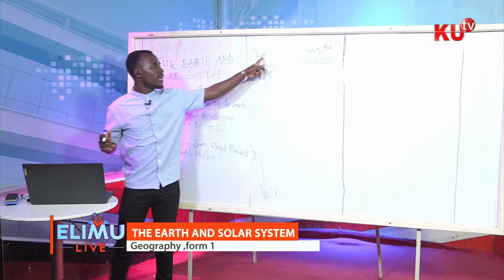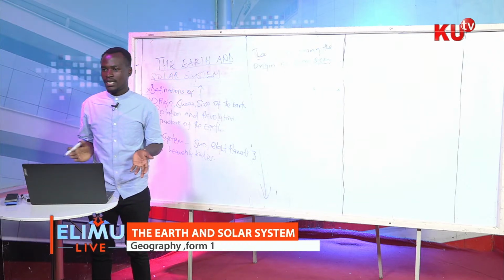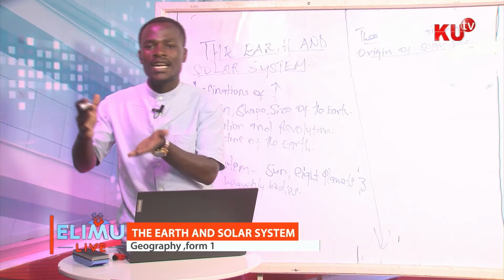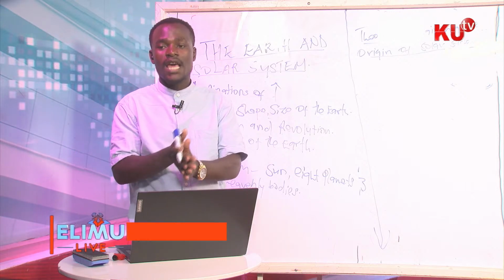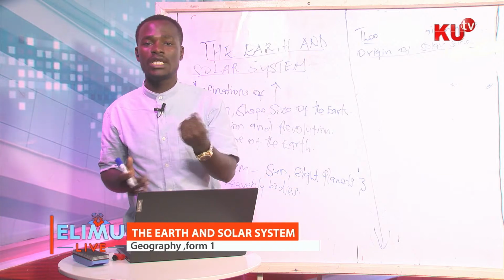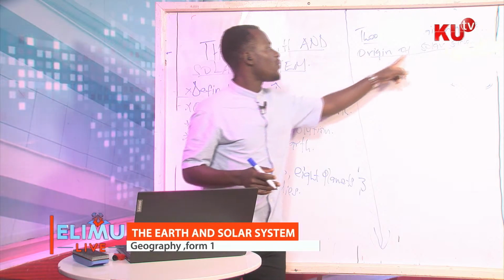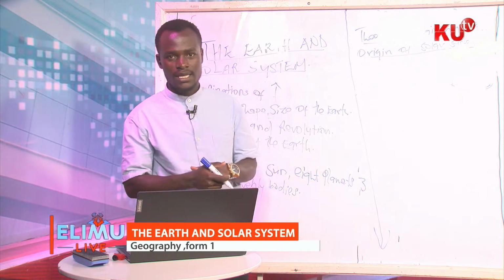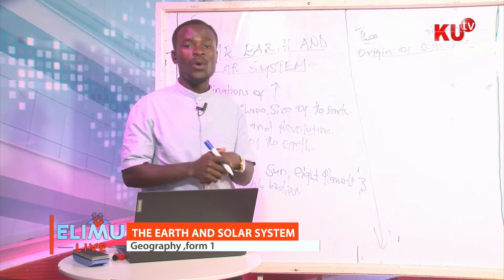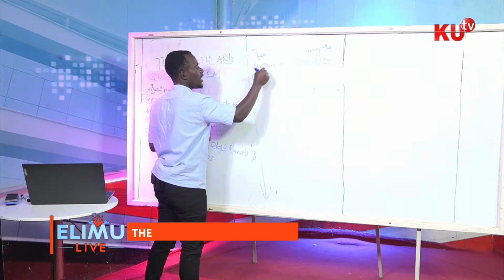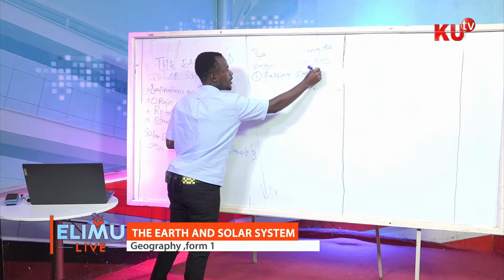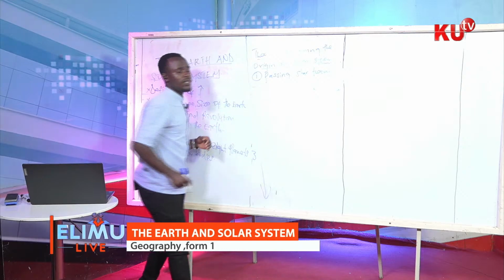We have said that a theory is just a set of ideas, a set of facts that try to explain how a certain thing came into existence. And therefore, geographers came with 4 theories that try to explain how the solar system came into existence. Number 1 is the passing star theory.